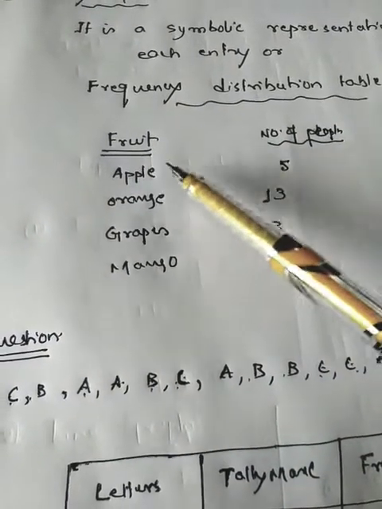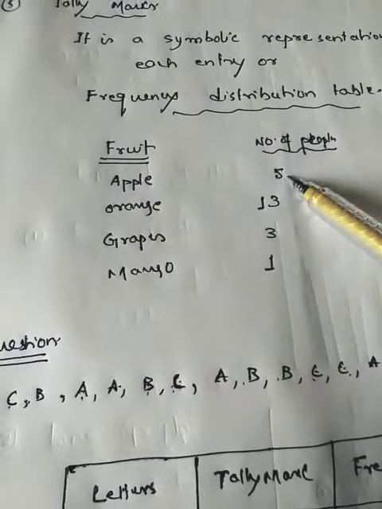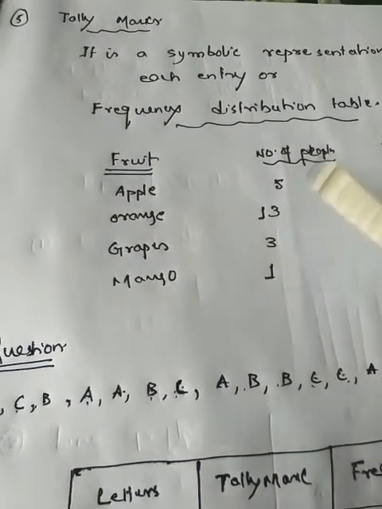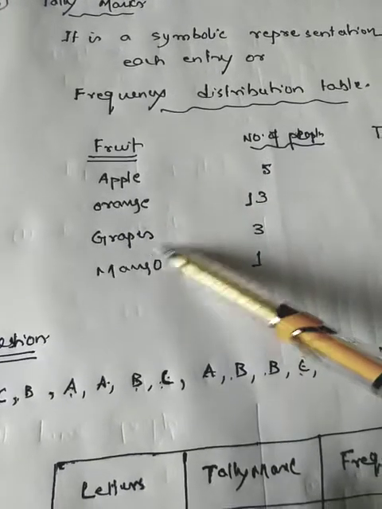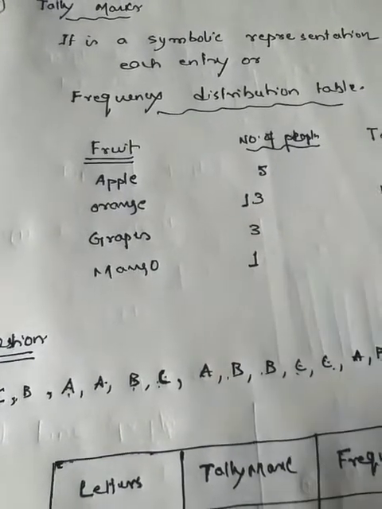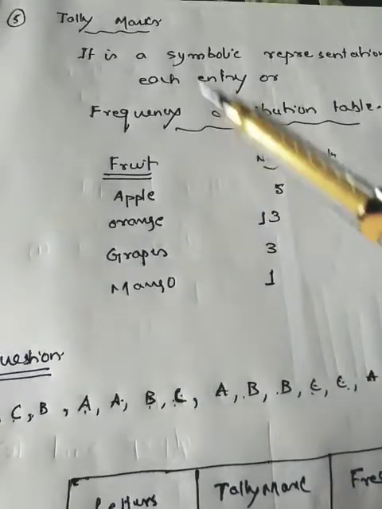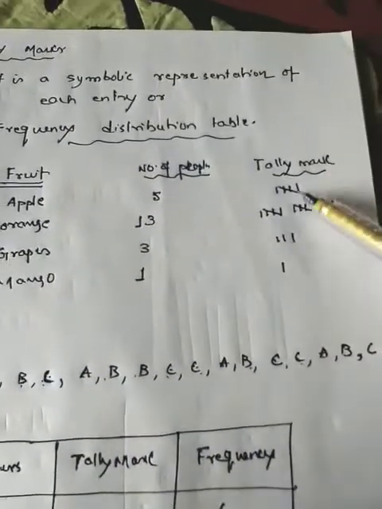Now, what is the frequency distribution table? How many students love apple? 5. So the frequency of people who love apple is 5. In this case we use the word frequency. How many students love oranges? 13. How many students love grapes? 3. How many students love mango? 1. So this is also a frequency distribution table. But when we have to use a tally mark, we have to add an additional column to it.